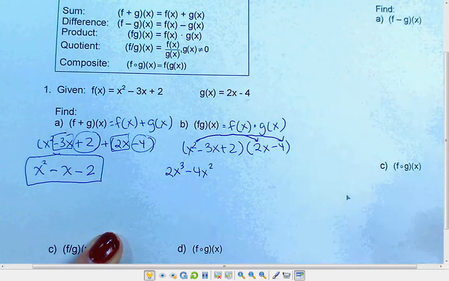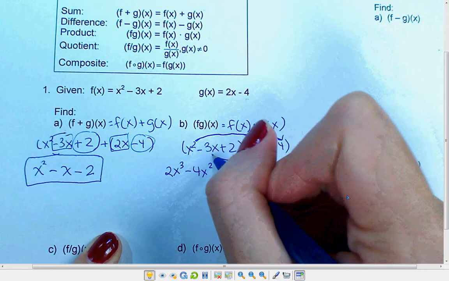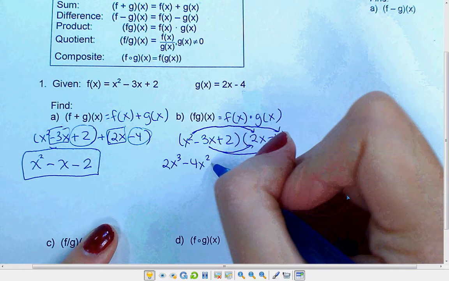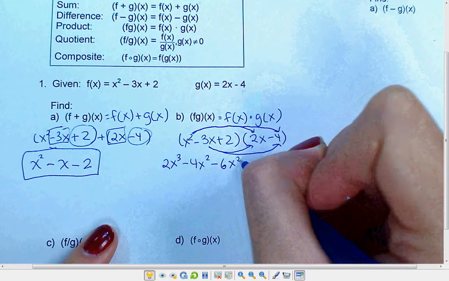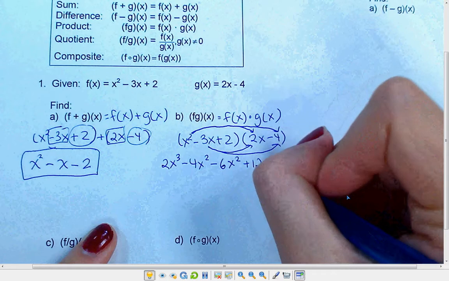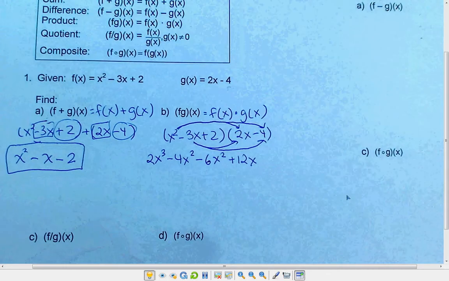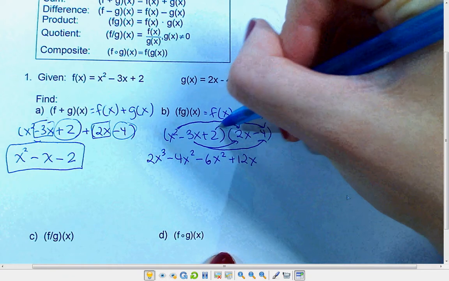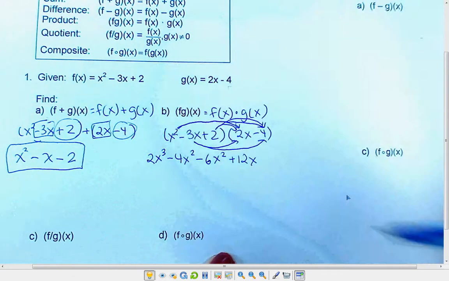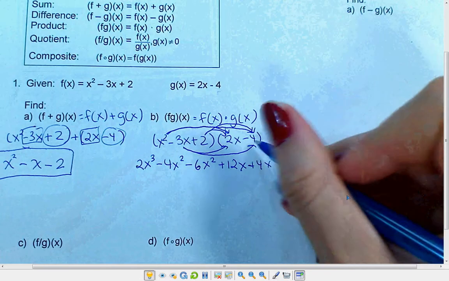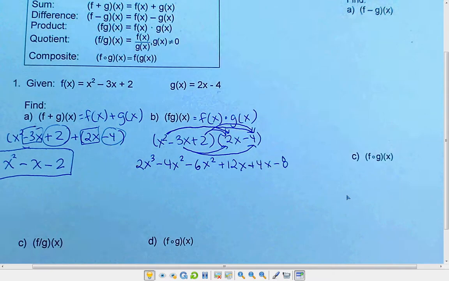And now we're going to multiply negative 3x by 2x, negative 3x by negative 4. So negative 3x times 2x is negative 6x squared. Negative 3x times negative 4 gives us positive 12x, so be careful of your signs. And then the last term from the first equation, 2, we're going to multiply by 2x and by negative 4 as well. So we have 2 times 2x, which is 4x, 2 times negative 4, which is negative 8.